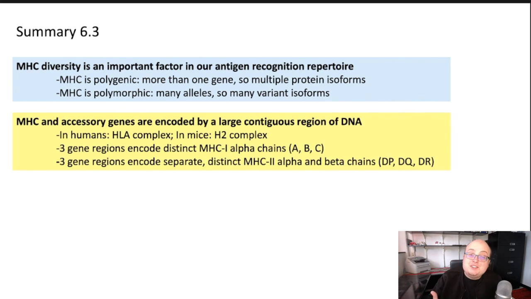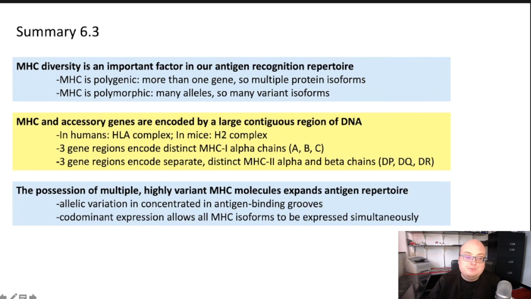The antigen presentation molecules of MHC, as well as a number of accessory immunologic genes, are encoded by large contiguous regions of the DNA. In humans, that's on chromosome 6, and we call that the HLA complex. In mice, it's called the H2 complex, but they're basically analogous structures. In humans, we have 3 gene regions which encode the 3 distinct versions of the MHC1 alpha chains that we make. We call them A, B, and C. So HLA-A, HLA-B, HLA-C are MHC class 1 molecules in humans. For humans, there are also 3 gene regions that encode separate, distinct MHC class 2 alpha and beta chains. In humans, we call those DP, DQ, and DR.